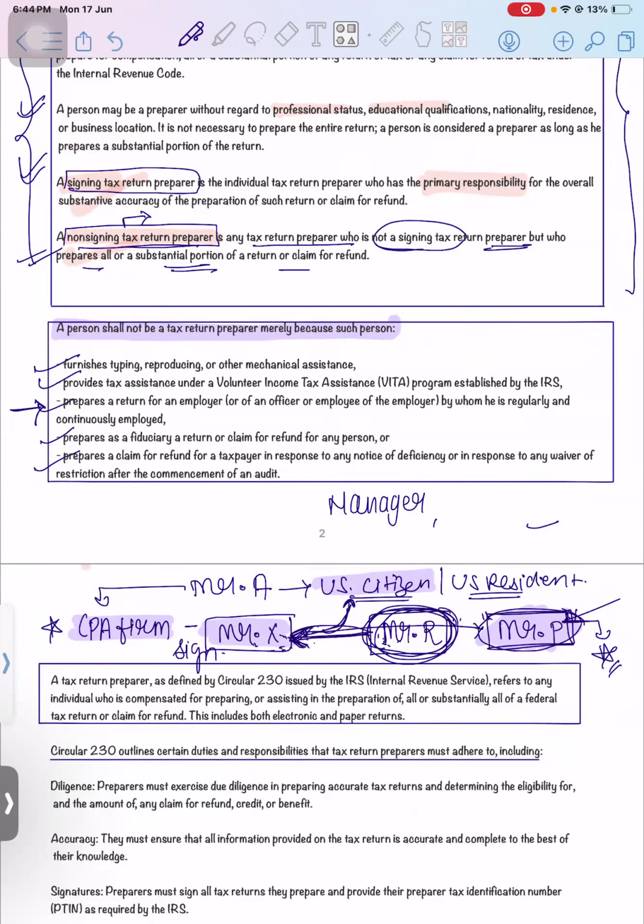Yes, complexity involved. Correct. They are called the signing tax return preparer. Okay. Now, remember one thing, don't be afraid that after completing EA, will we get direct exposure or not?